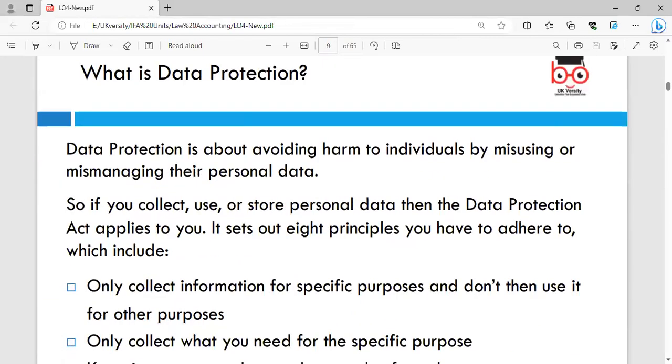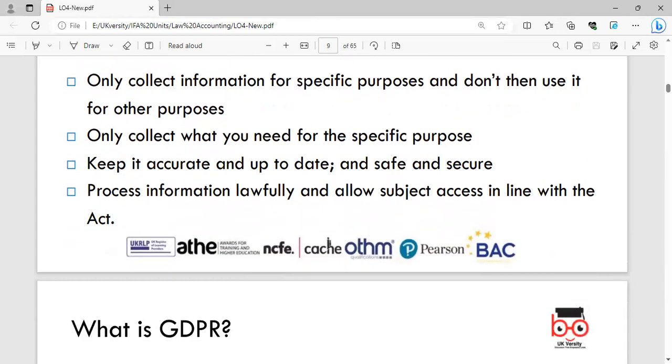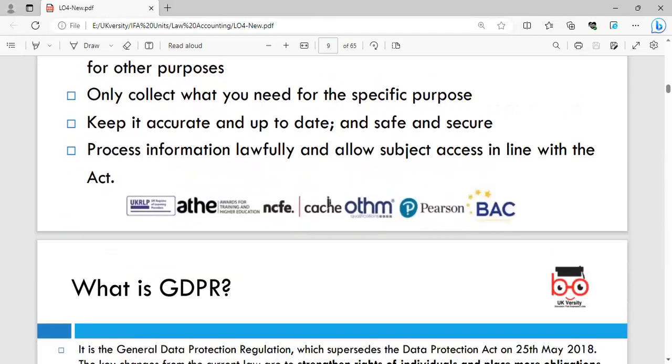So what is data protection? Data protection is about avoiding harm to individuals by misusing or mismanaging their personal data. So we collect, use, and store personal data. The Data Protection Act applies to you and sets the eight principles which we mentioned earlier. Only collect the information that you need. Under GDPR it becomes six principles, but under the Data Protection Act, it used to be eight.